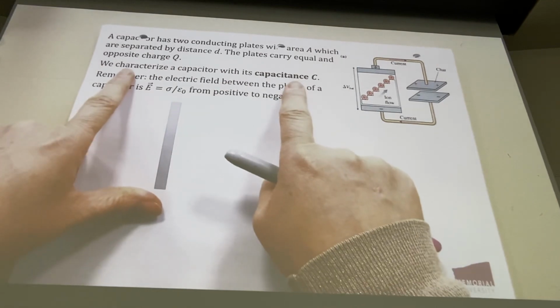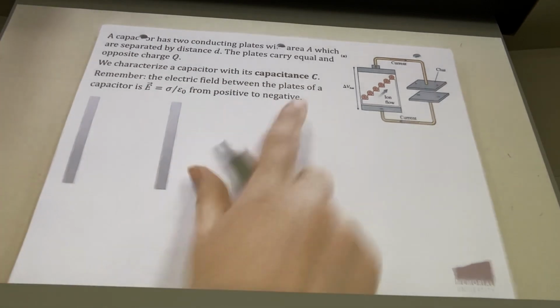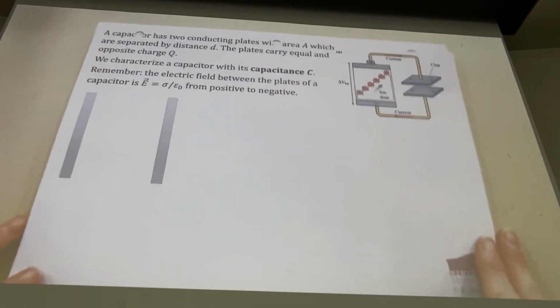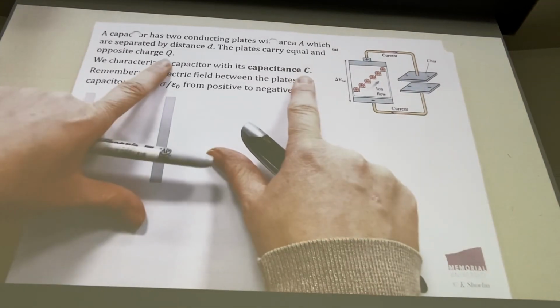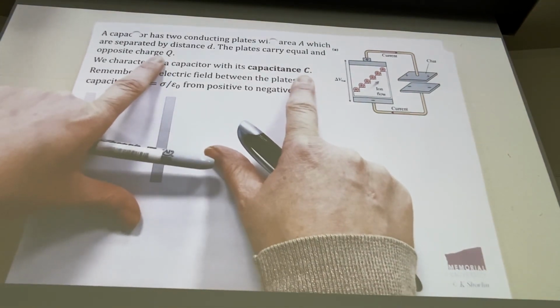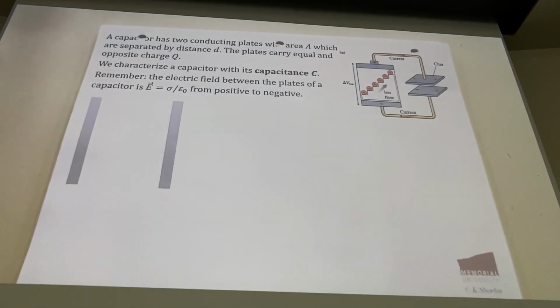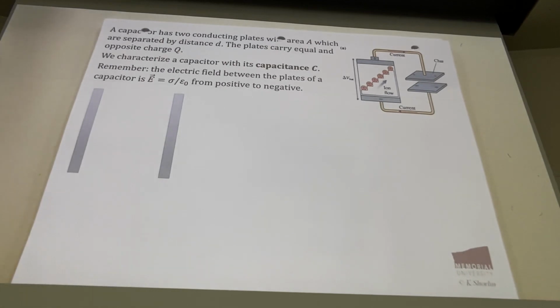So the first thing we say is that we characterize a capacitor by its capacitance. A battery has voltage or potential, a resistor has resistance, a capacitor has capacitance. That has a symbol of C, something to be careful of. Don't confuse your C for capacitance with your C for coulombs of charge. I know that's just a small thing, but it's easy sometimes to get tangled up. Just make sure you know which C is which.